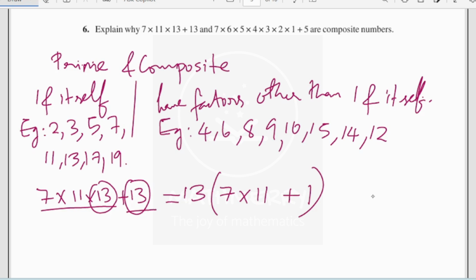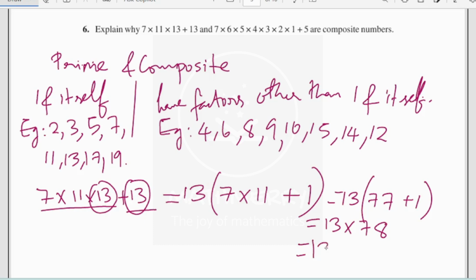Now, what is 7 into 11? We can write it as 13 into 77 plus 1. That means 13 into 78. If you factorize 78, we can write it as 13 into 6. It's 13 times 6. Now, keep it like that.